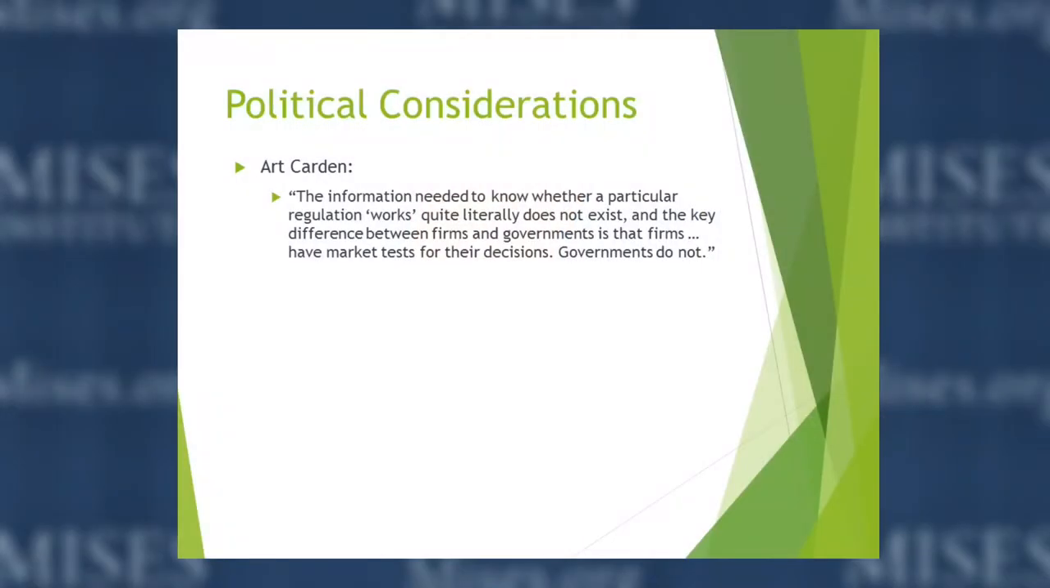Art Carden has argued that this information that we would need to know, that Q star, to know whether a particular regulation works, quite literally does not exist. And the key difference between firms and governments is that firms have market tests for their decisions, whereas governments do not. That's one of the articles that I mentioned that appears in the QJAE. You can find that on Mises.org later.